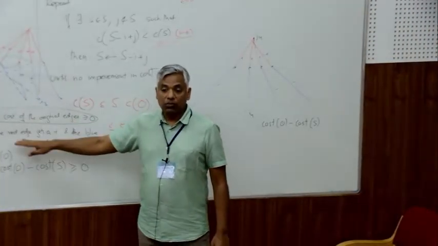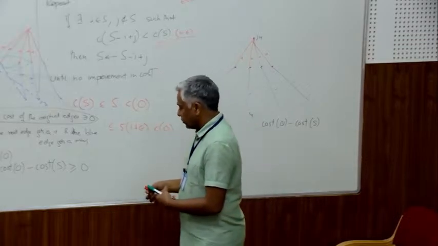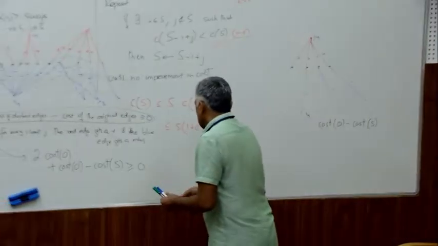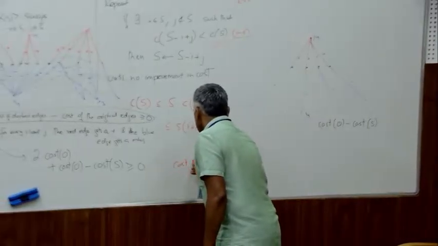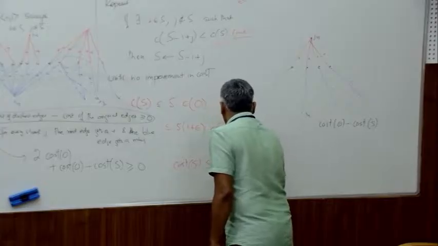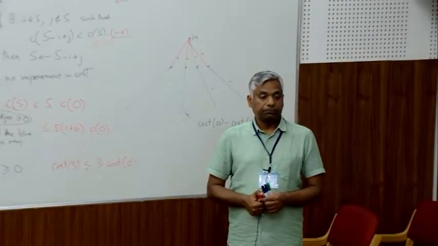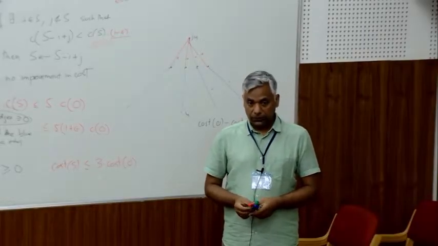You put both of these terms together, and that's what you get. This is the outcome of the set of inequalities that I added up. And as you can see, this is now just saying that cost of S is less than or equal to 3 times cost of O, which means the cost of my solution is less than 3 times the optimum solution. Okay?